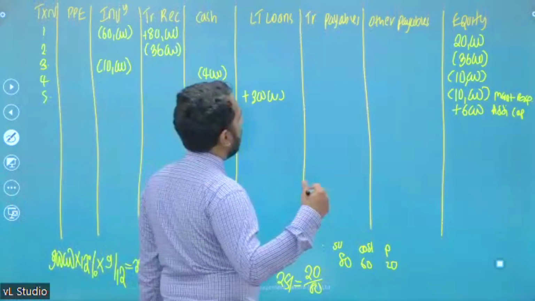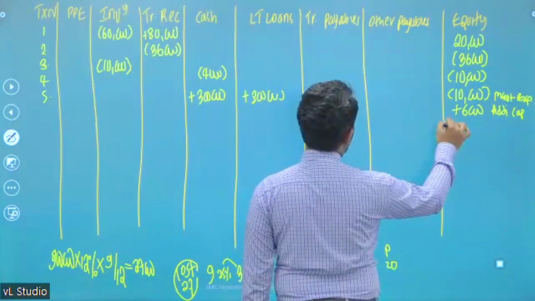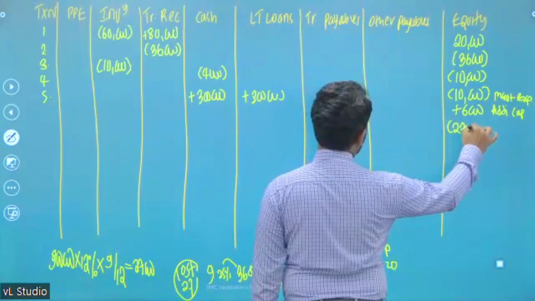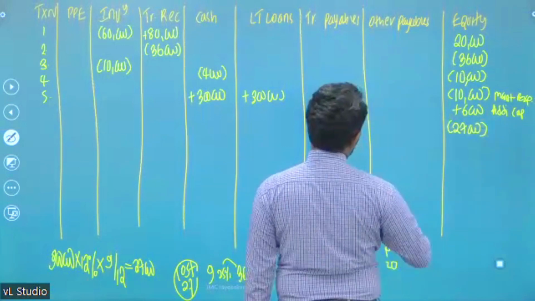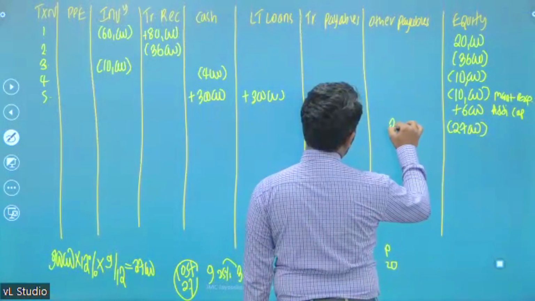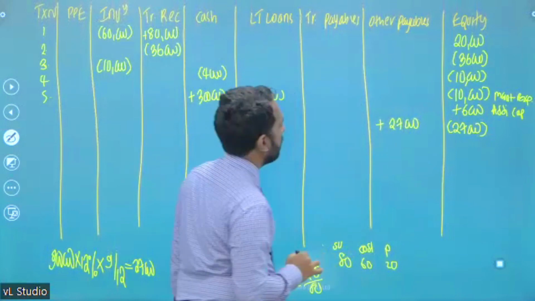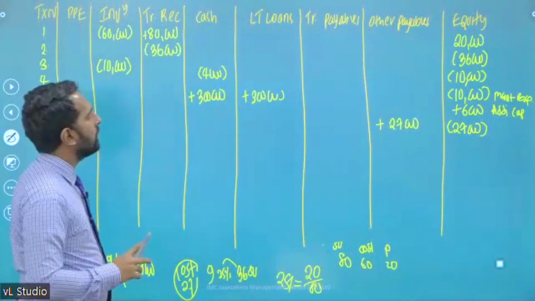So 27,000 interest is an expense, right? So on one side, my profit will come down by 27,000. It's an expense. It has not been paid yet. It's an accrued interest. Therefore, my liabilities will increase by 27,000.